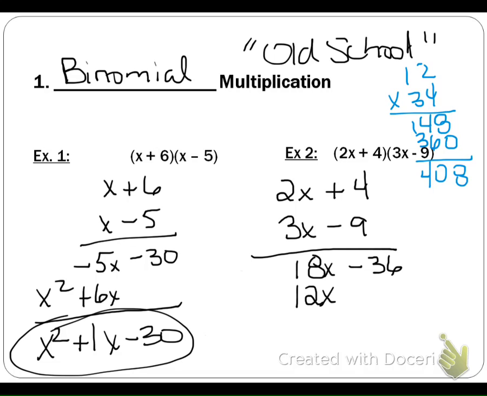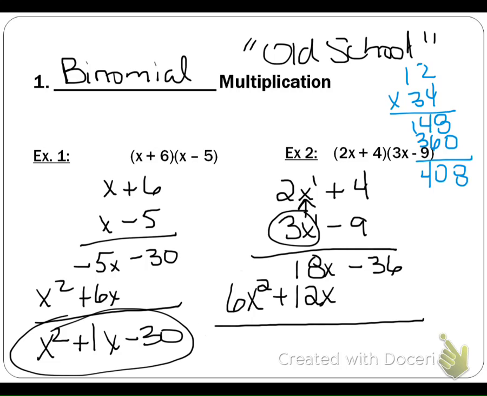Then multiply the 3x times the 2x. 2 times 3 is 6. X times x is x squared. See how that's different from adding variables? When you add variables, you just add their coefficients. When you multiply variables, you need to remember that you add their exponents. So that x to the first and x to the first, if you add the two exponents together, it would be x squared. So that's where I got the x squared from.